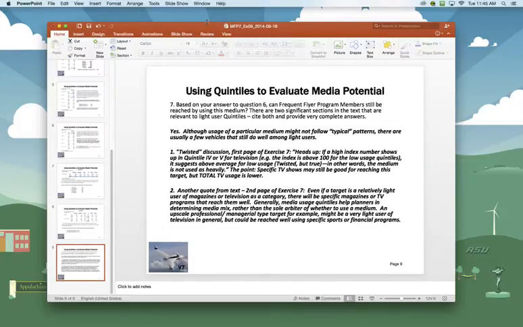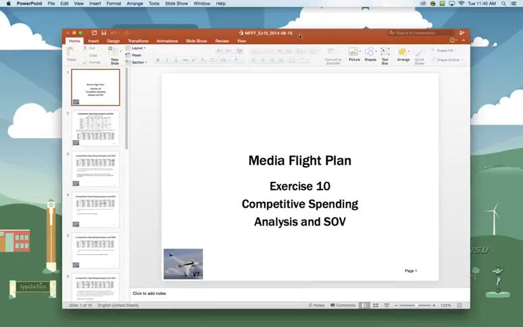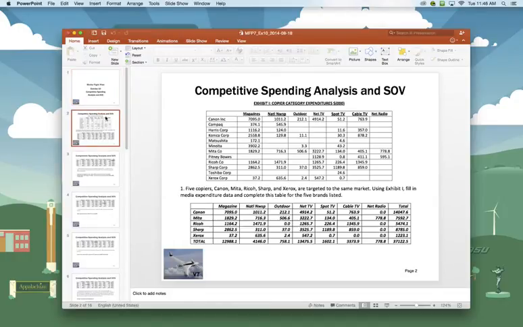Okay, so that is Media Flight Plan Exercise 9. Let's look at 10 real quick. So 10 was a little bit more tedious here because 10 wanted us to take all this information from Exhibit 1, as we can see right here, and put them into 3 separate Excel sheets, which can be a little complicated, especially if you're doing the math on all this. This would take a lot of time.